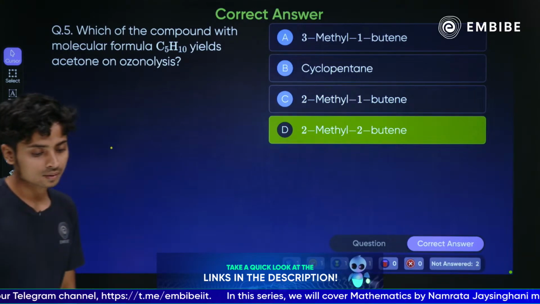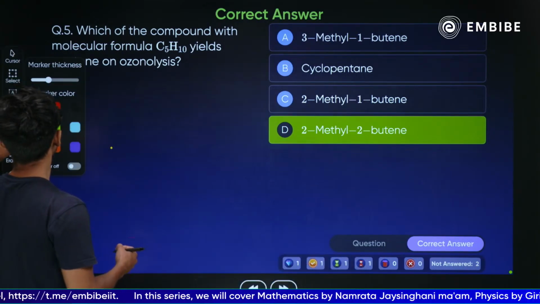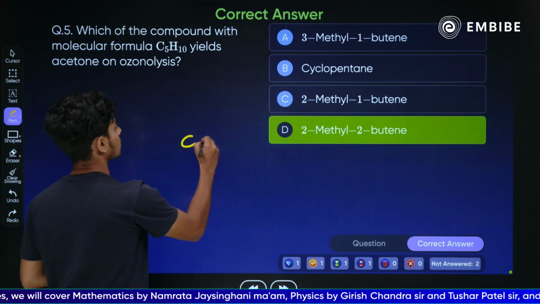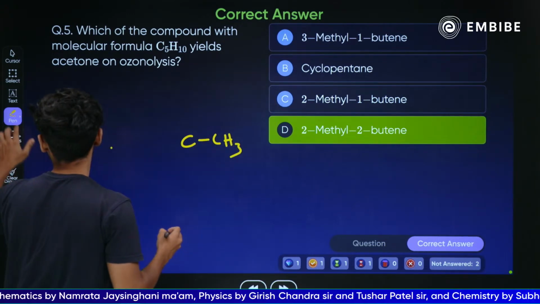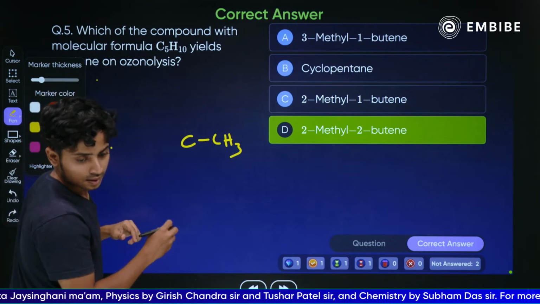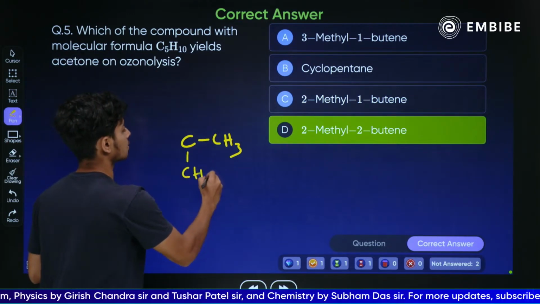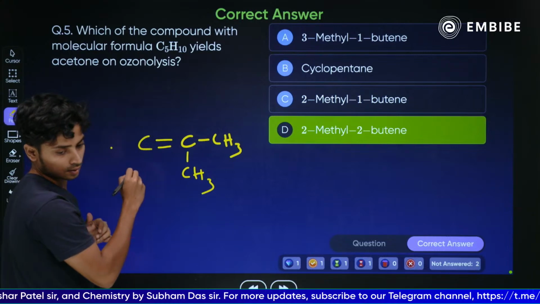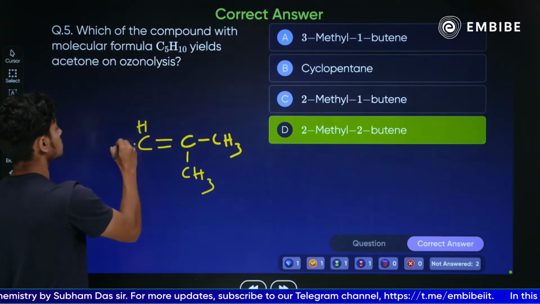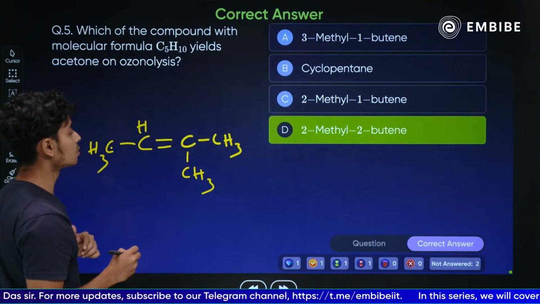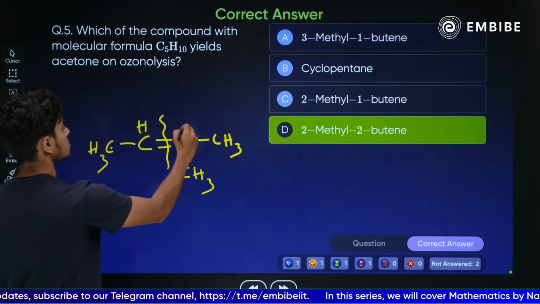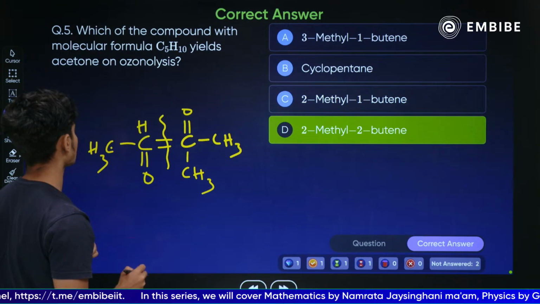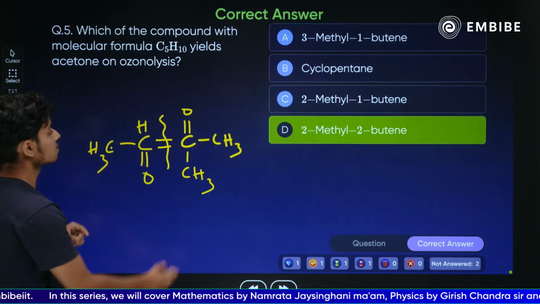Okay, 2-methyl 2-butene looks like this. It gives you C, CH3, CH3, CH3, then you've got a double bond, C, CH, CH3, so H, CH3. This is your 2-methyl 2-butene. If you do ozonolysis, one double bond O here, one double bond O here. This one is giving me acetaldehyde, and this one is my acetone.